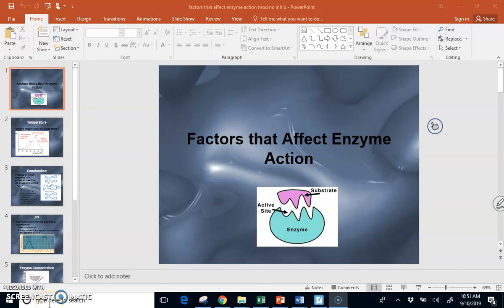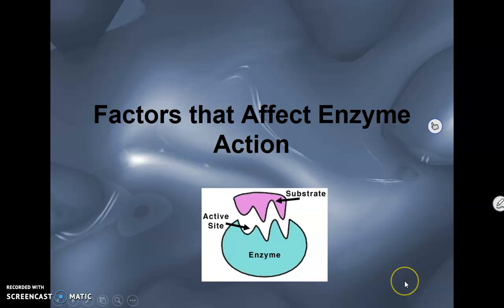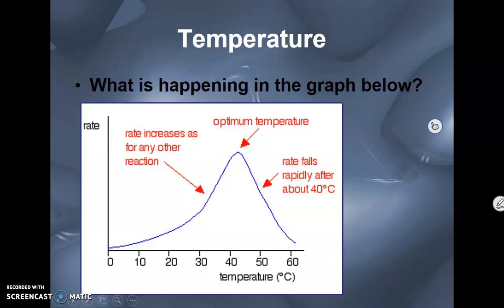Welcome to the video on factors that affect enzyme action. Today we're going to discuss 4 factors that affect enzyme action, or the rate at which enzymatic reactions occur. So the first factor we're going to look at is temperature.